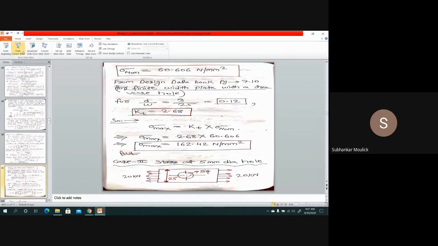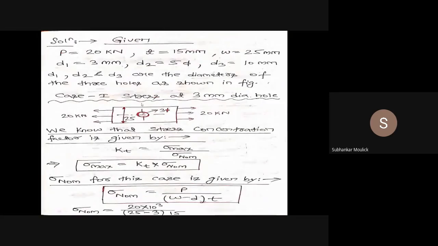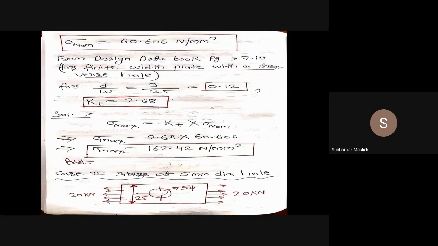So now what is the value of sigma max? We know that Kt is sigma max by sigma nominal. So sigma max will be Kt into nominal stress. Nominal stress is 60.606 into Kt value 2.68. So the maximum stress generated near the area of this 3 mm diameter hole in the rectangular plate is 162.42 Newton per mm square. Is it clear? Yes, sir. Any doubt?